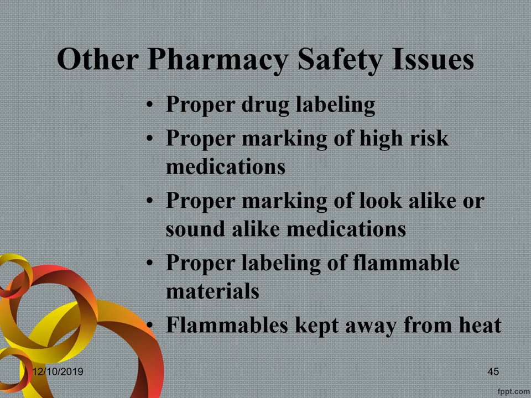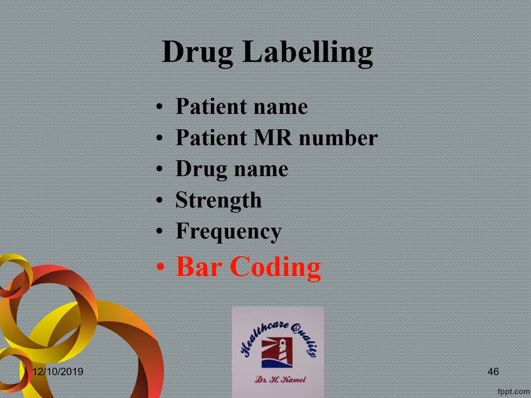Number three, other pharmacy safety issues: proper drug labeling, proper marking of high-risk medications, proper marking of look-alike or sound-alike medications, proper labeling of flammable materials, and flammables kept away from heat. Drug labeling for individual patients should include patient name, patient medical record number, drug name, strength, frequency, and barcoding.